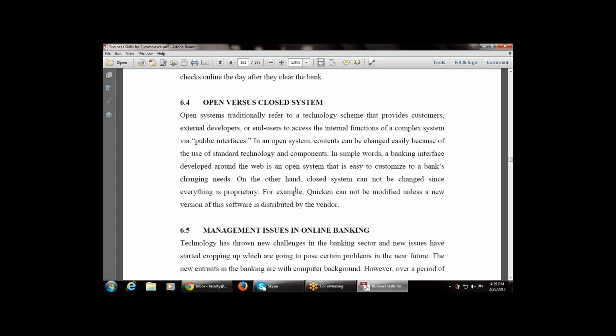Then we have studied the open versus closed system, that is, what the open system is and what the difference is between the open system and the closed system. An open system is a system with various factors that can be used by everyone, that gives customers the facility to change their requirements and their ways. It provides a technology scheme that lets customers, external developers and end users access the internal functionality of a system. So if this is an open system, you can change the functionality of the system for which it is used. In a closed system, only the proprietor, the owner, can make changes. No one can change the attributes or the functionality of the system. For example, Quicken cannot be modified unless a new version of the software is distributed by the vendor.